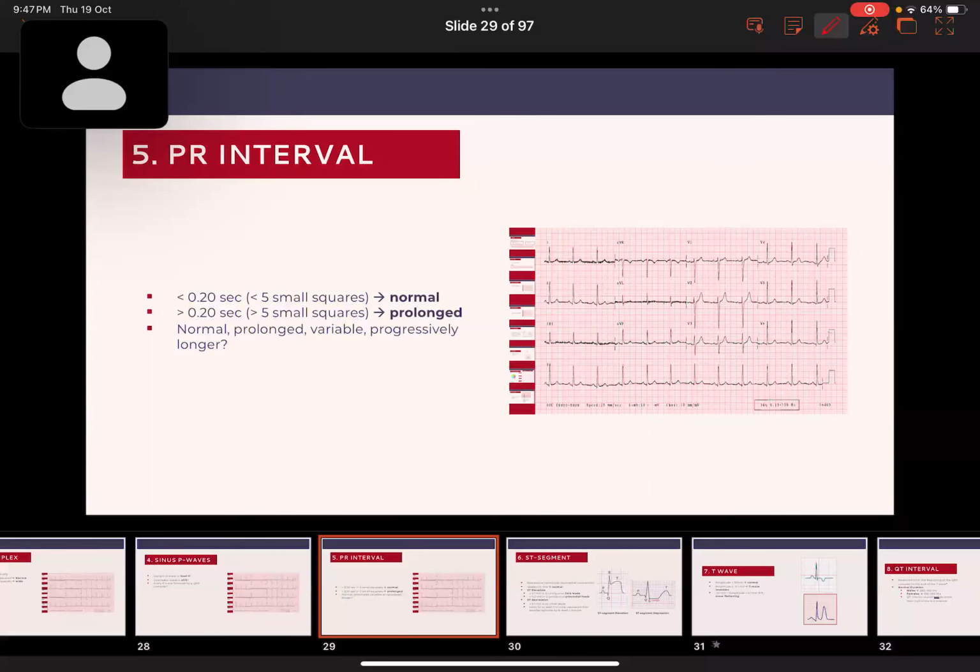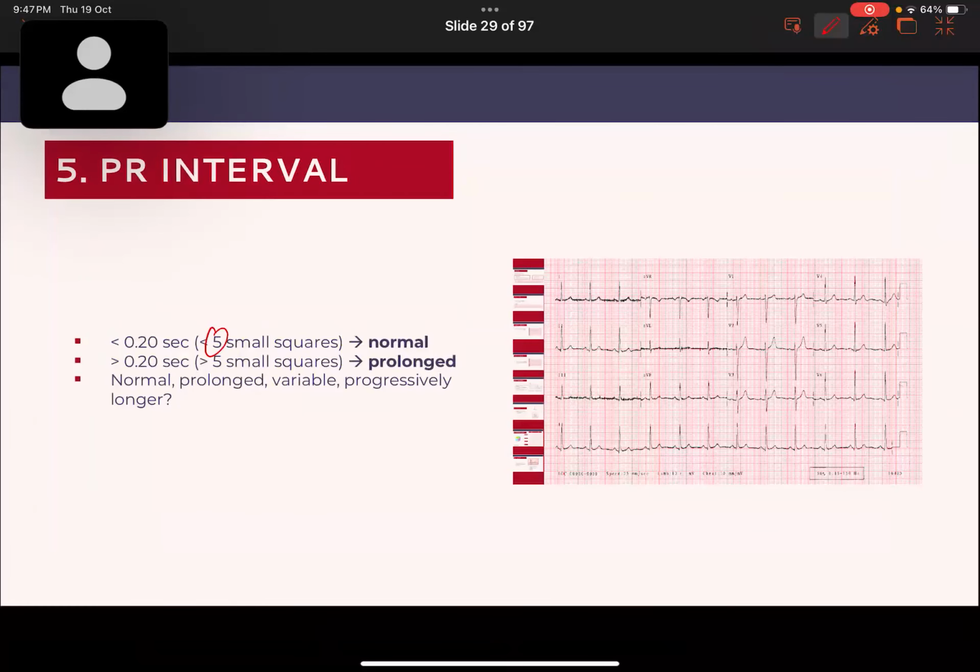PR interval, the normal one, is 5 small squares, okay? Anything more than that is going to be a prolonged PR interval, which basically means that the AV node is taking a longer time in delaying this electrical impulse. It's slowing down the electrical impulse much more than it needs to. So that's when a PR interval is prolonged. However, if it's conducting this electrical impulse at a faster rate, then we call this a short PR interval, okay?